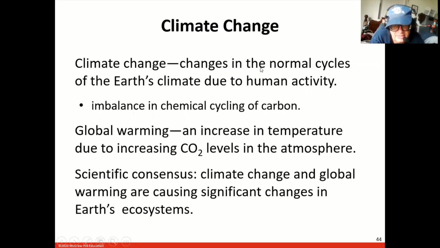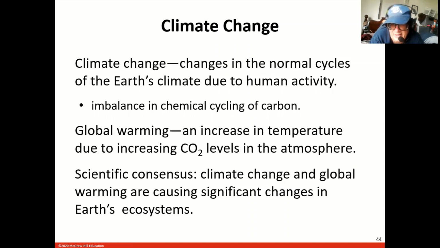All right, so let's talk about climate change. Climate change can alter normal cycles of climate due to human activity. If we're getting more carbon dioxide in the air, it is increasing temperature. You might have noticed that we had more hurricanes this year than last year. We have more fires this year than last year. The climate is changing. I don't know how people would deny that nowadays. The climate is changing, and so things are getting warmer.